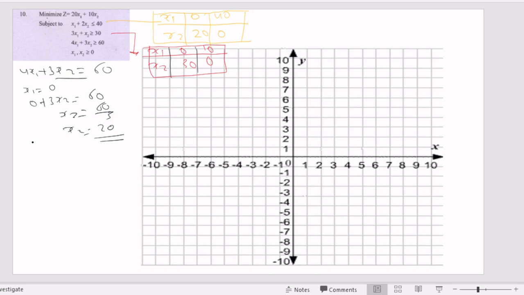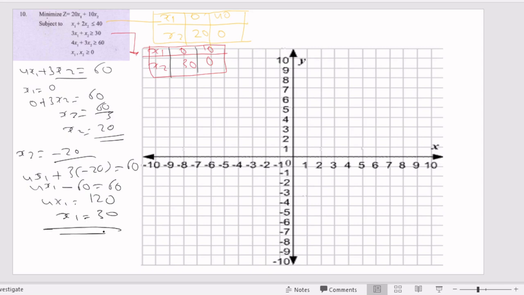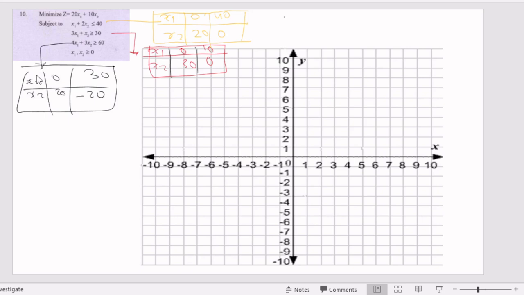In this case, my main observation is, if I substitute x2 equal to minus 20, let's see what will happen. 4x1 plus 3 into minus 20 equal to 60. 4x1 minus 60 is equal to 60. 4x1 is equal to 120 and x1 will be 30. Why have I chosen this one? Because I get a whole number, and that too positive. So for the tabular format, I need to write this for the third one. Now we have got all the coordinates of the three equations.